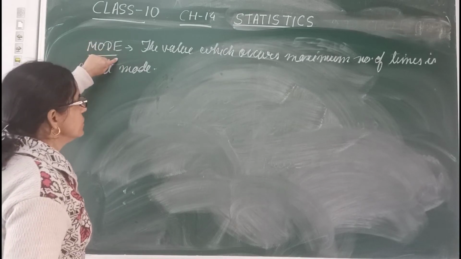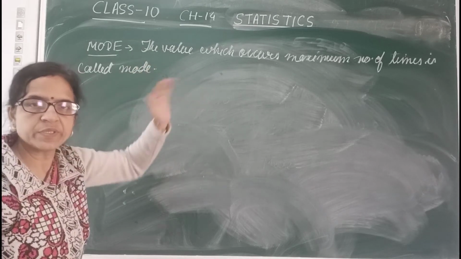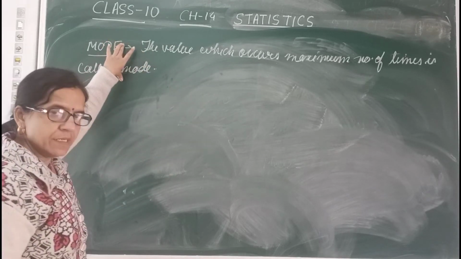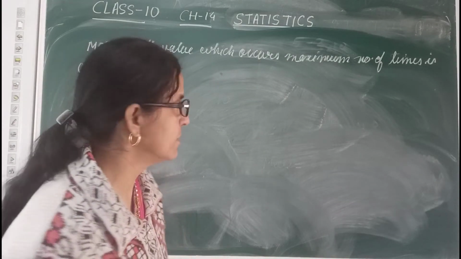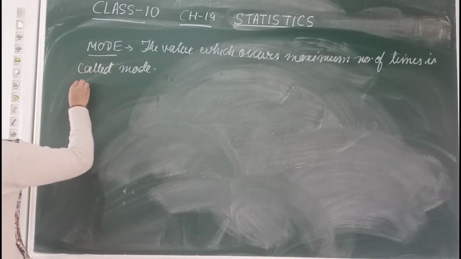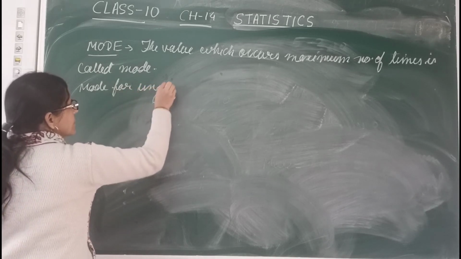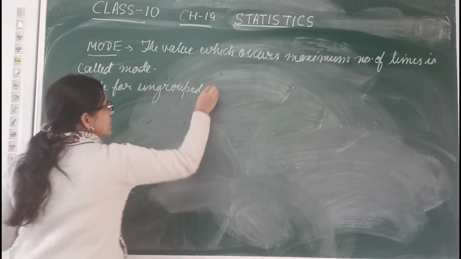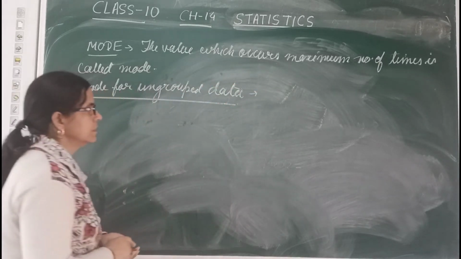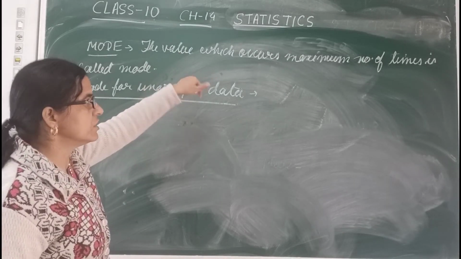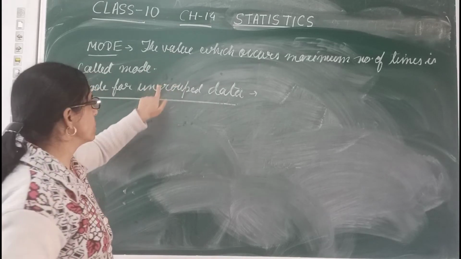Now, in class 9, we have done how to find the mode for ungrouped data. In standard 10, finding the mode for ungrouped as well as grouped data is in the syllabus. So, let us do mode for ungrouped data. Same as the definition, the value or the variate which occurs maximum number of times is called the mode.